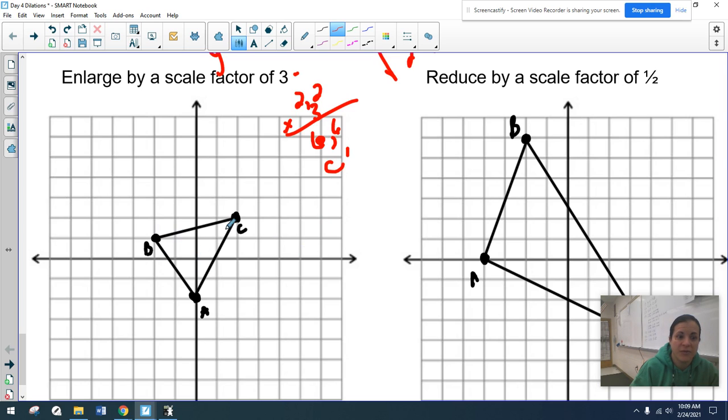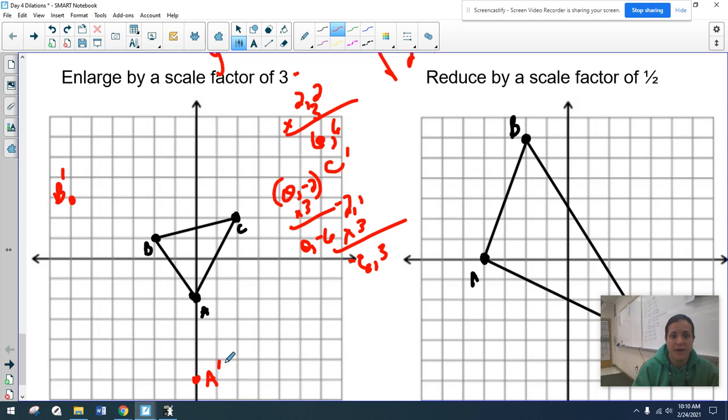Okay, B is -2, 1. Times it by 3, and you're going to get -6, 3. 1, 2, 3, 4, 5, 6. There's my B prime. And then A is 0, -2. So if I times that by 3, I'm going to get 0, -6. 1, 2, 3, 4, 5, 6. And there's your A prime. So it should be much bigger. Okay, it's enlarged by a scale factor of 3.